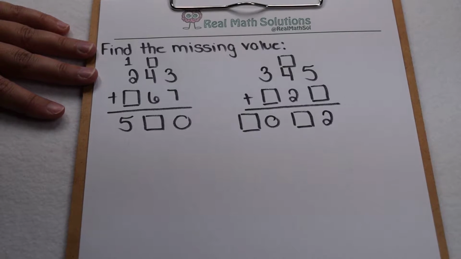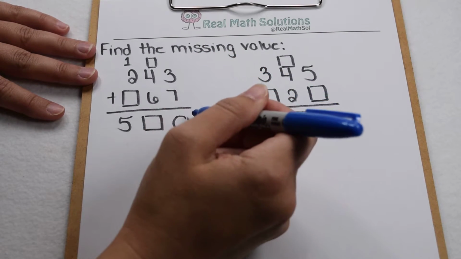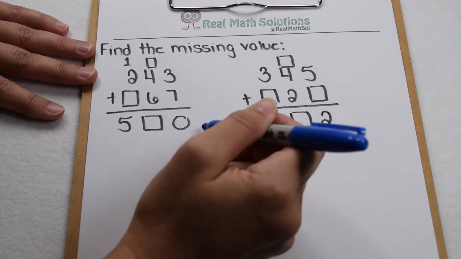I always thought that these types of problems made good warm-ups at the beginning of a class period. So let's try out a few here. Here, I know that 3 plus 7 adds up to give me 0. But I know 3 plus 7 can't give me 0.